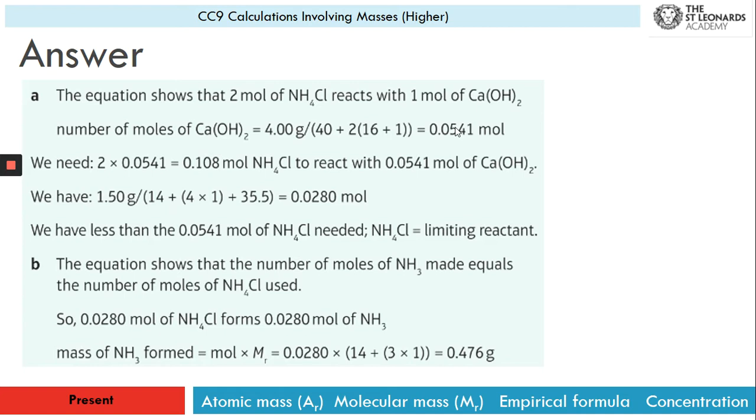Now it says that we only have 1.5 grams of the calcium hydroxide. So if we put that into the equation of moles equals mass divided by Mr, our mass 1.5 grams divided by the relative formula mass is going to then be 0.028 moles. Now we can quite clearly see that we have less than the 0.0541 that we need for that reaction to take place at the correct ratio. So that means that the NH4Cl is going to be the limiting reactant.